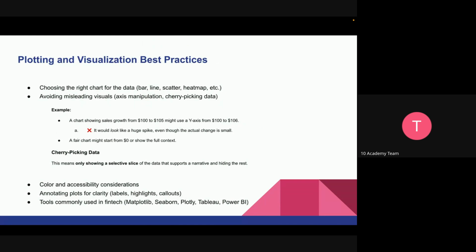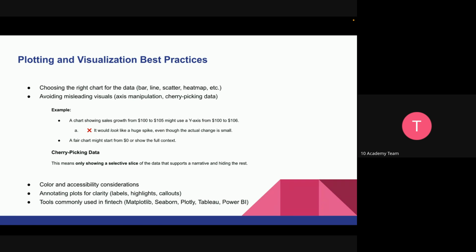So avoid misleading visuals. Examples are axis manipulation and cherry picking data. So what does that mean? Misleading visuals indicates that sometimes your visuals can be confusing in how you present them. So you need to be careful not to mislead their expectations through your mistakes.